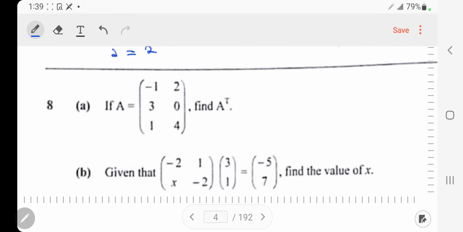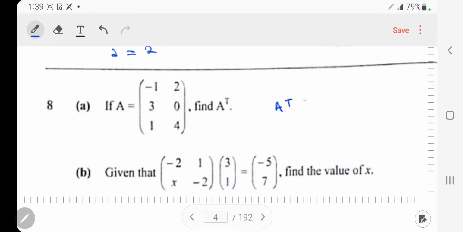Let's look at question 8. Question 8 is saying that if A is equal to this, find A transpose. So if A is equal to this, A transpose means change the rows, let them become columns, and columns become rows. So how do we do that? So we are going to say our A transpose. As you can see, this is your row. Oh, sorry, this is your column. It should become a row.